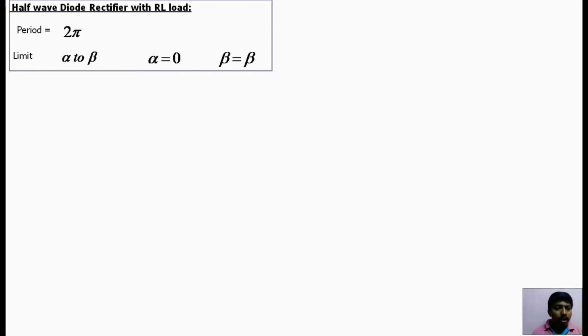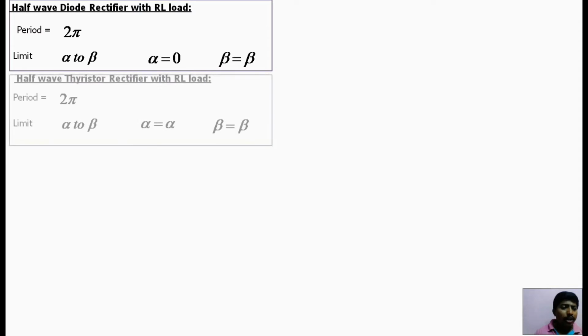Then half wave diode rectifier with RL load. Half wave means period is equal to 2 pi. Diode, so conduction angle starts from 0, so alpha is equal to 0. For RL load, beta is equal to beta. Beta value is given. So from there we can find average output voltage, RMS output voltage and all other parameters.